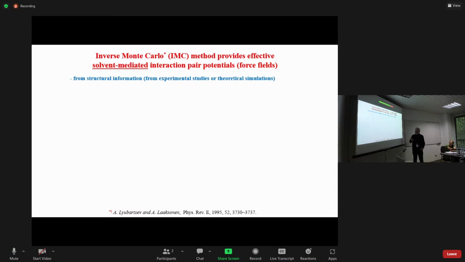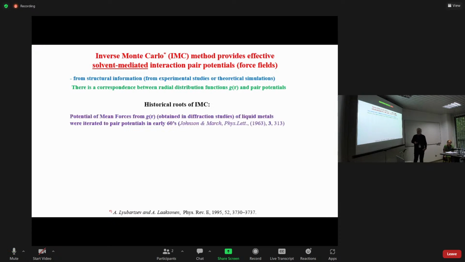And so we use structural information. We can take it either from experiments or also from very accurate theoretical simulations. And the secret is that there is a correspondence between something called radial distribution functions, g(r), and these pair potentials, this force field.